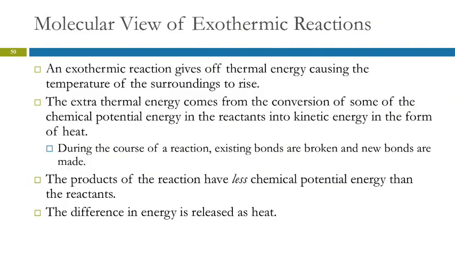Molecular view of exothermic reactions. So an exothermic reaction gives off heat. It causes the temperature of the surroundings to go up. That energy comes from stored chemical potential energy within the reactants. So gasoline has a high potential energy. It's not very stable. In the process of the chemical reaction, that chemical energy is turned into thermal energy. And that generally occurs because bonds are broken.